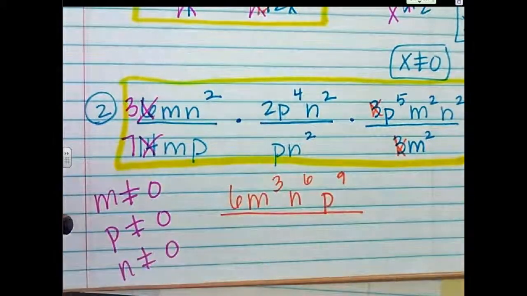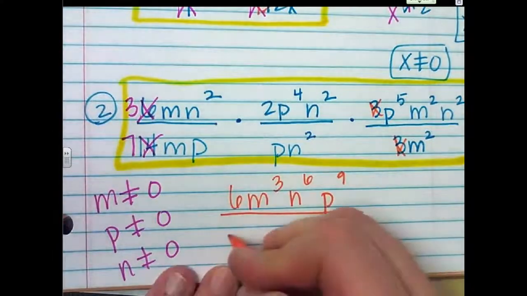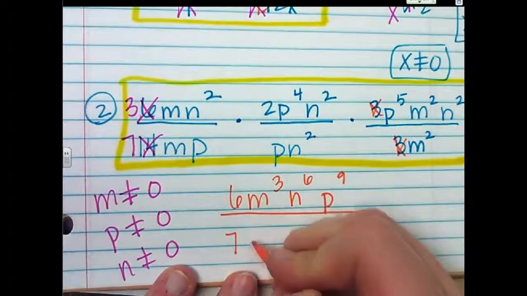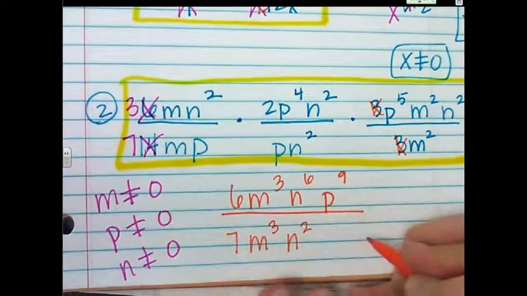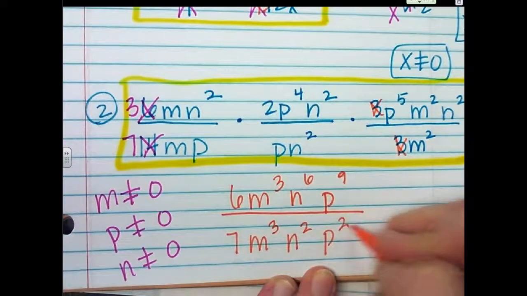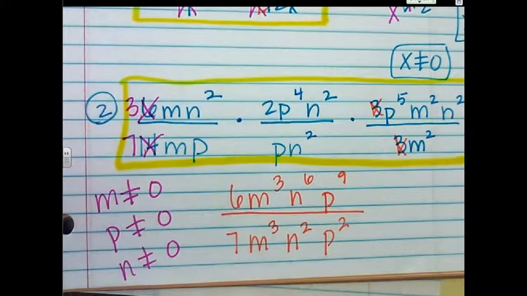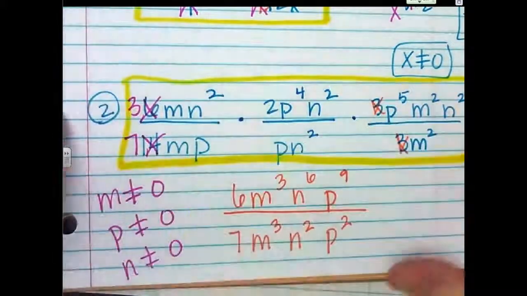Over, what's my coefficient on bottom? 7. How many m's? 3. N's? 2. And p's? 2. Oh my gosh. Okay, so if you get something big like this, this is what I would do.